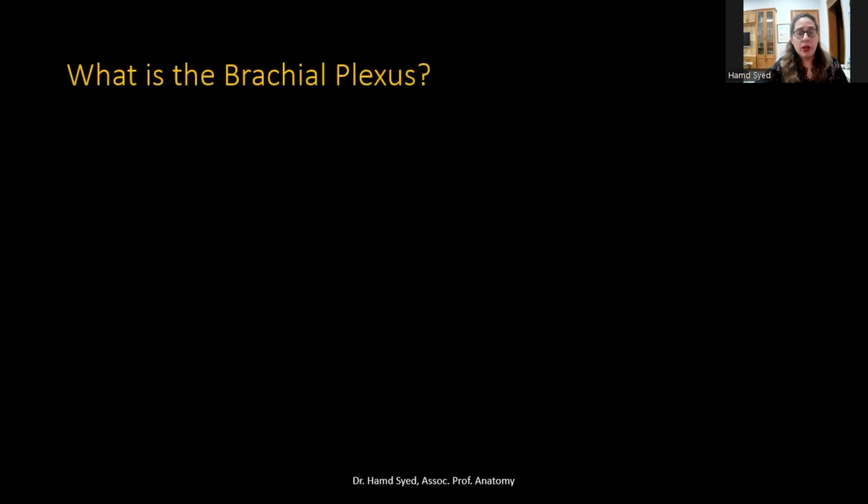So our learning objectives for today are that we should be able to understand the supply of the upper limb through the brachial plexus, and we should also understand the formation, the basic parts, the major and minor branches of the brachial plexus, and also we'll be discussing a few nerve injuries which are related to the brachial plexus specifically. So today let's start with this important topic.